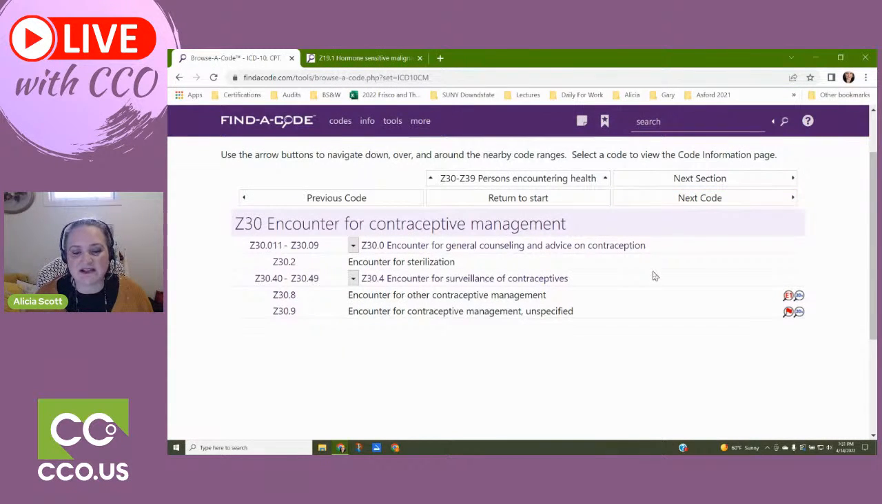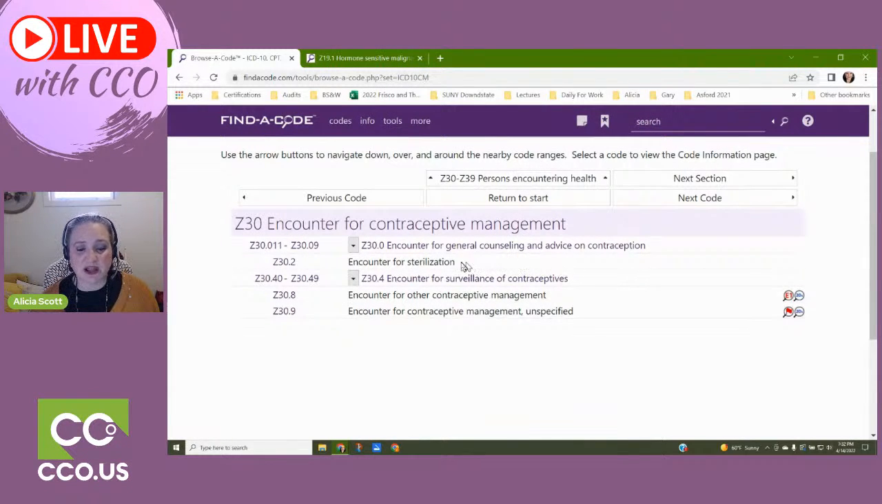Encounter for general counseling and advice on contraceptives. So, contraceptive management. That's a different area of reproductive medicine, and it's broad within itself, but it has one theme. The first thing is getting counseling with a provider: what contraception would you want to use, what's available, and what is best for you with maybe specific medical conditions that you have.